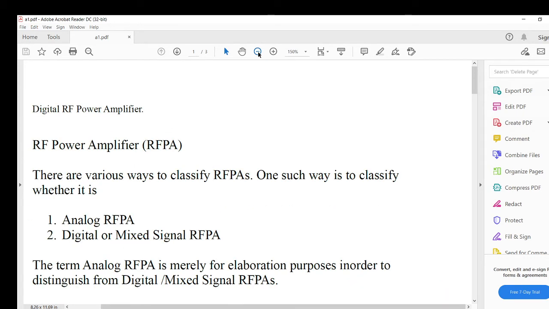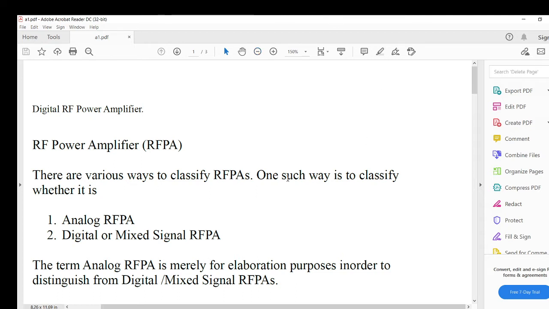So RF power amplifiers can be classified, based on whether they are digital or analog, into two types. It's just my own classification. Usually we classify them into class A, B, C, but for the understanding, let's say we classify them based on whether they use analog signal processing or digital signal processing into two types. One is the analog RFPAs and the other is digital or mixed signal RFPAs.